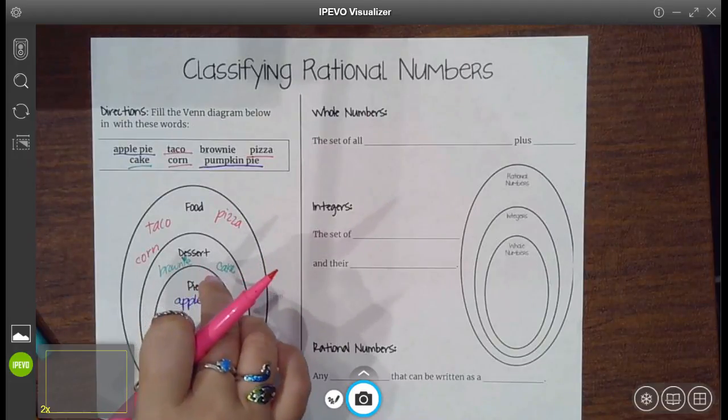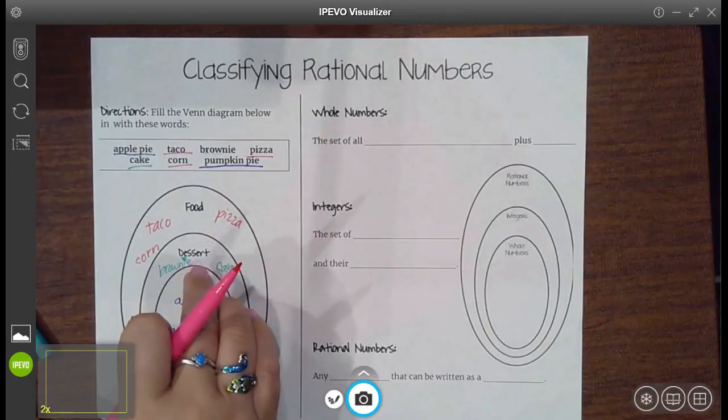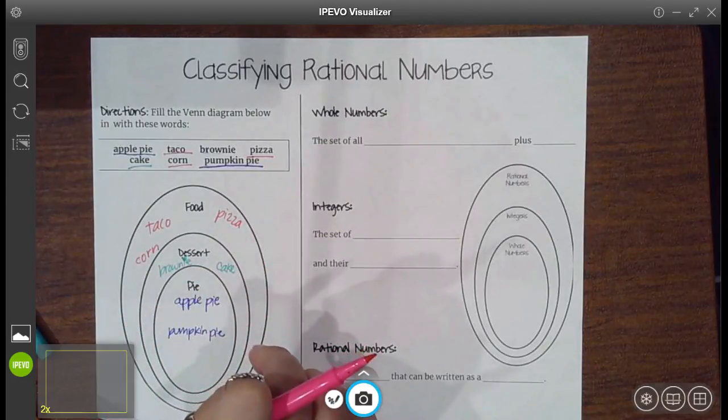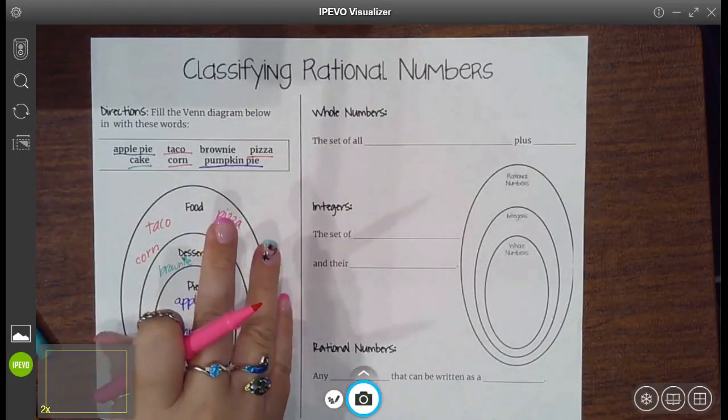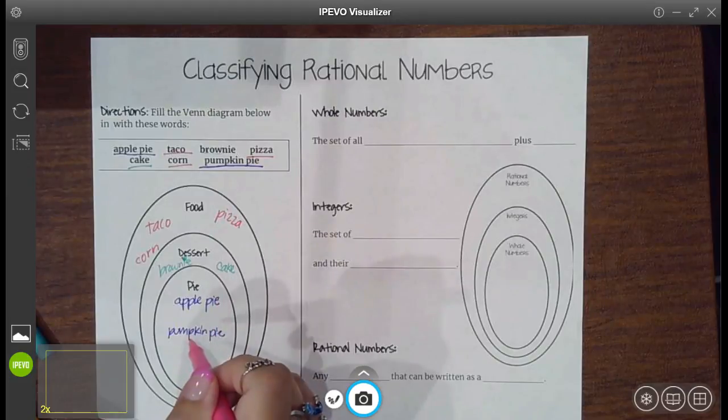Dessert is a type of food that tastes delicious. And then apple pie is a specific type of food, and it's not only a specific type of food, it's a specific type of dessert because there's many types of desserts. So as you move further and further in, you get more and more specific.